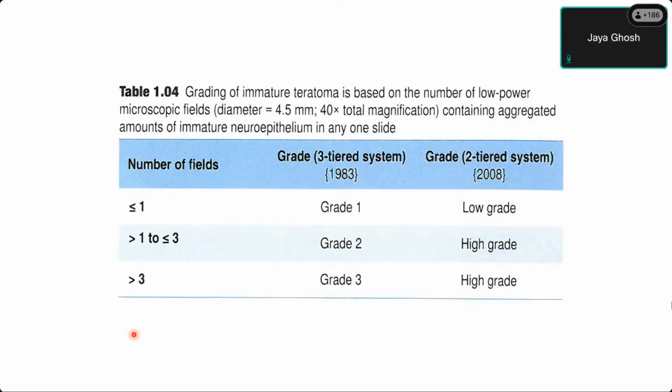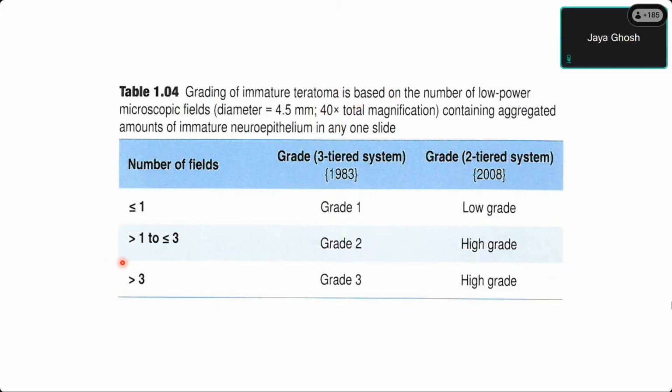I have mainly a question on this. This has been a perennial doubt: say you have 18 sections of this patient and one slide shows one immature focus at 4x magnification. The 4x is our objective, so 4 into 10. Eyepiece is 10 and 4 is your objective. So 40x total is the magnification which we are looking at.